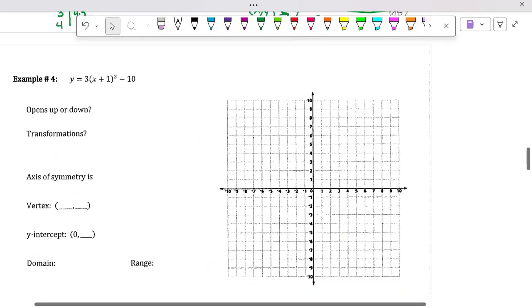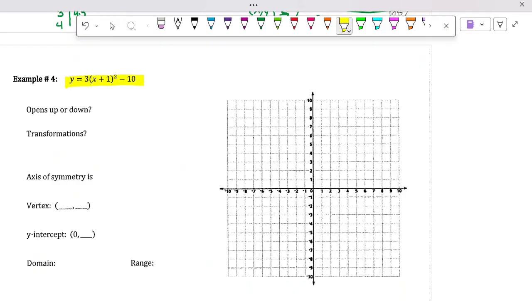So here's my function. What do you guys think? Is it going to open up or down? Up. Why? My A value is positive. Now we're going to come back to transformations in a second. What's my vertex? -1, -10. So since this is positive, that means we have minus -1. And then this one just stays as is. So my axis of symmetry is where? X equals -1.